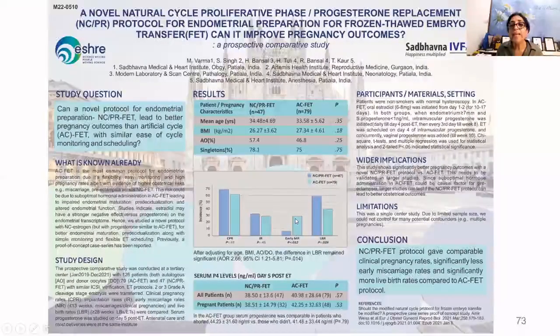So as I said, in most of the studies, when we're doing an artificial cycle, and I would like your experience on it, the pregnancy loss rate, the first trimester loss rate is pretty high compared to a natural cycle. So in a natural cycle proliferative phase, where the first half of the cycle is like a normal cycle, our abortion rates were significantly less, as you can see over here.